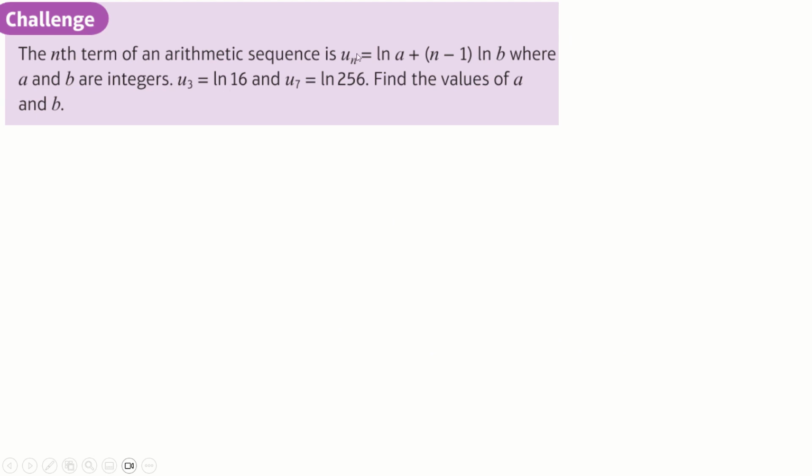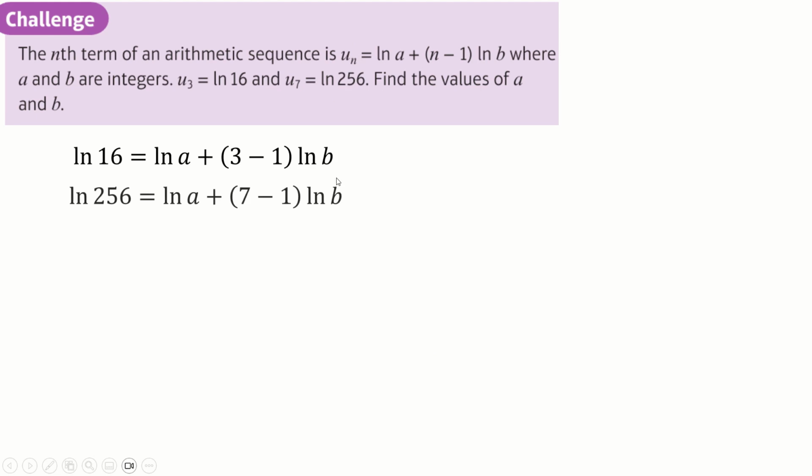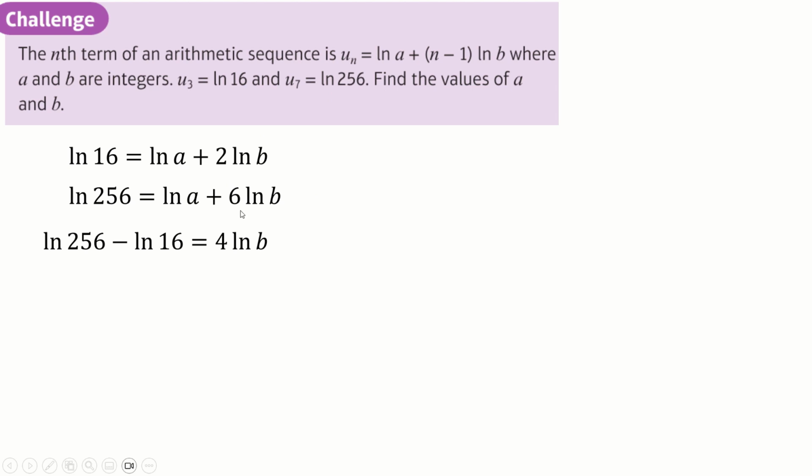So just put u3 into here to get log 16, because that's what u3 is, equals log a plus 3 minus 1 log b. And likewise, log 256, if you use n is 7, replace that with the 7, you get this. Tidy those both up, you get this. And then, of course, we can take away a few things here. So I think I did this equation minus this one to get this.